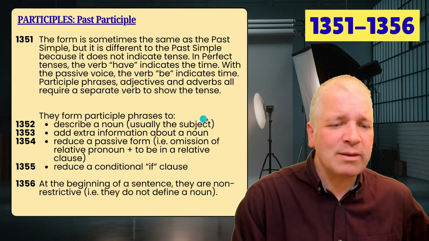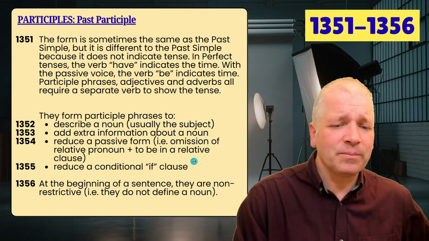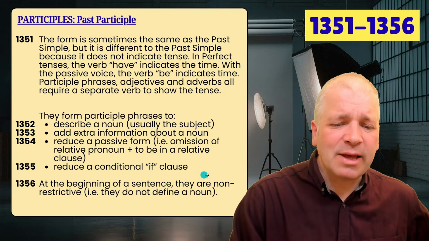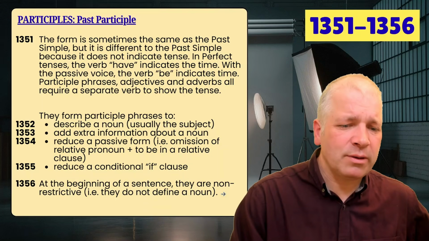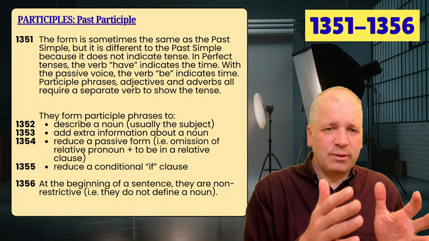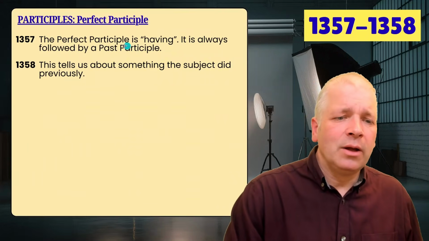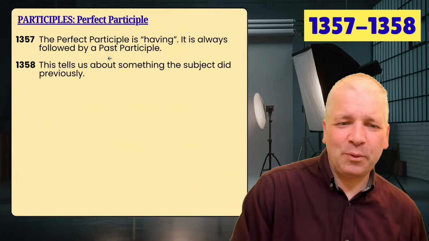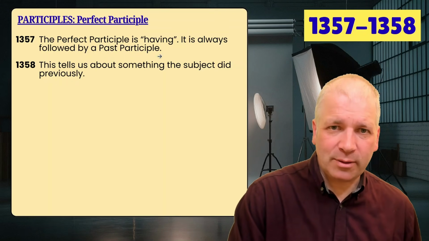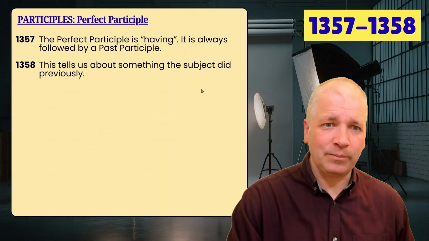They form participle phrases to describe a noun, add extra information about a noun, reduce a passive form, or reduce a conditional if clause. At the beginning of a sentence, they are non-restrictive. In other words, they do not define a noun. If you have a phrase with a participle at the beginning of a sentence, then a comma, then the main sentence, it is not defining the noun. Now for a perfect participle. This is always having, and it's always followed by a past participle again: having caught, having been. It tells us about something the subject did previously.